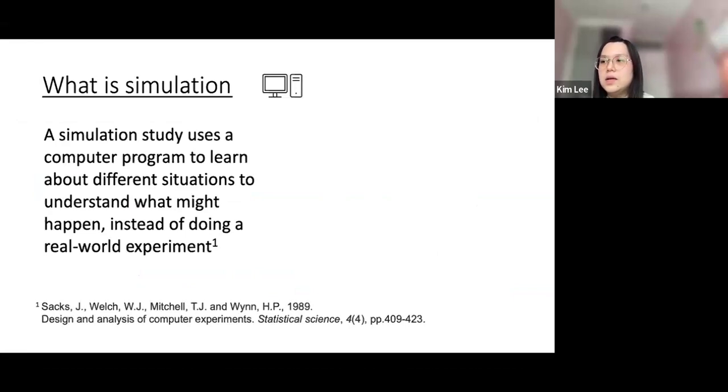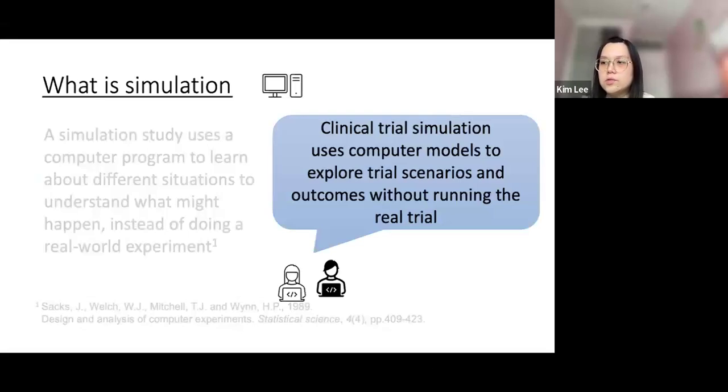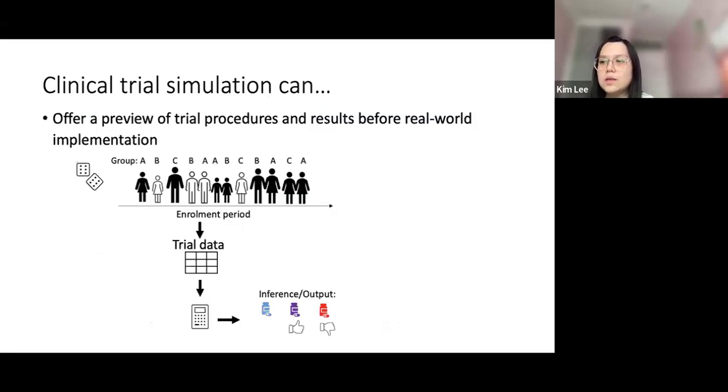According to this publication, a simulation study uses a computer program to learn about different situations to understand what might happen instead of doing a real-world experiment. In the context of clinical trials, we can use computer models to explore trial scenarios and outcomes without running the real trial for one or more design and analysis. For example, one trial replication of a simulation study can offer a preview of trial procedures and results before real-world implementation.